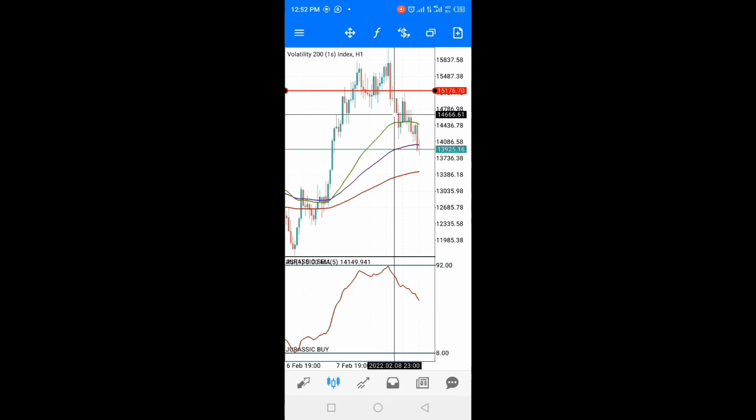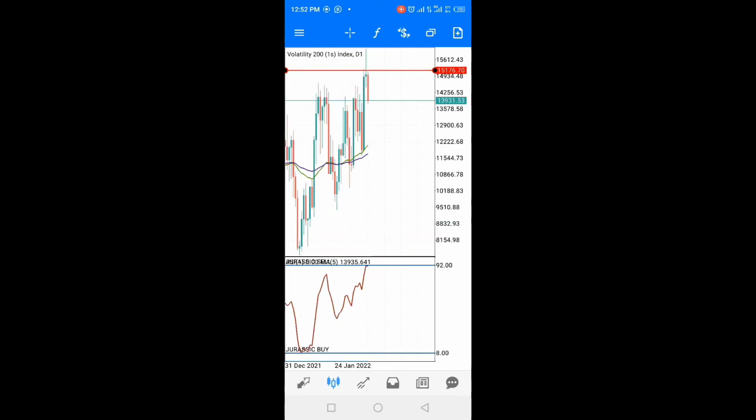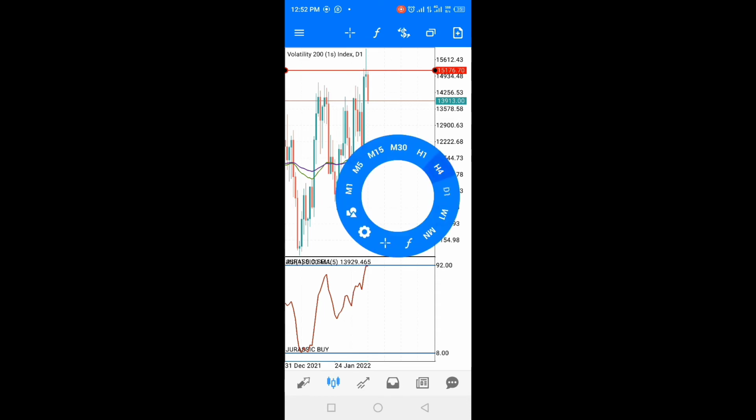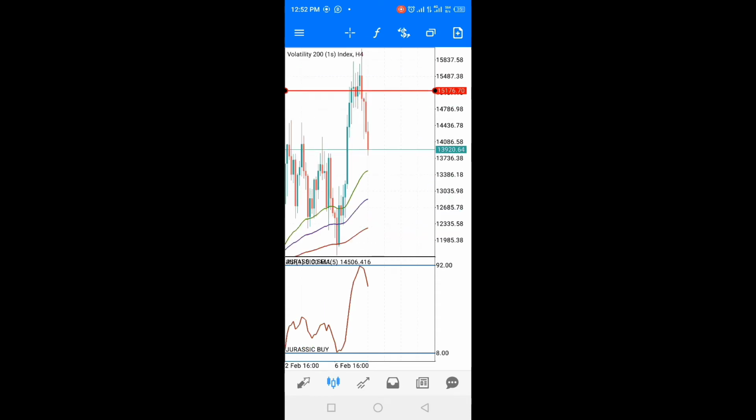One, you discover that on the daily there was a formation of a candle that closes with a selling pressure at a resistance area, and then when you check the 4 hours, you discover that the same selling pressure was given severally by the sellers at the 4 hour time frame.